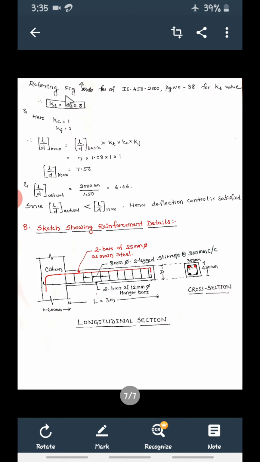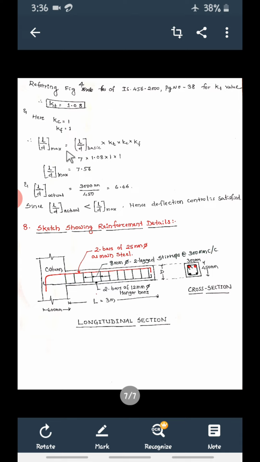Referring now to figure number 4, again you go back to IS 456. Figure number 4 is for getting the KT value, that is the modification factor for tension reinforcement. So KT is equal to 1.08. Now see, it is not a doubly reinforced beam. Compression reinforcement is not there. It is not a doubly reinforced beam. So directly you can take KC equal to 1. And it is not a T beam. So write KF equal to 1. So KC and KF are 1 here. So KT we have found out from figure number 4 of IS 456.